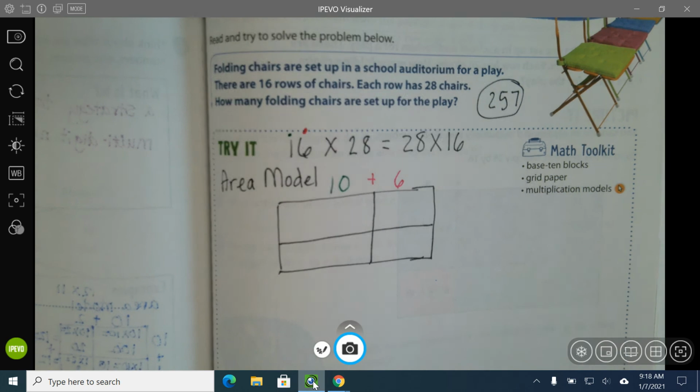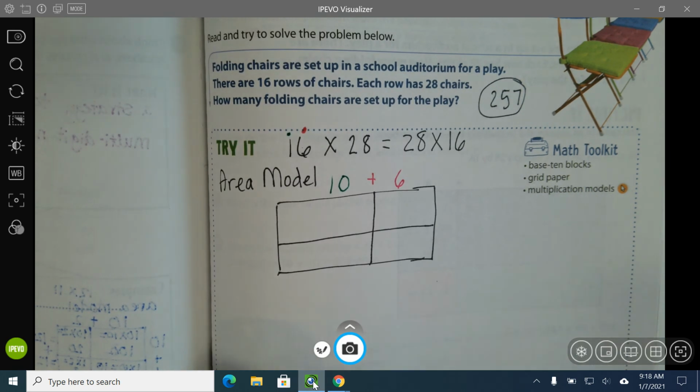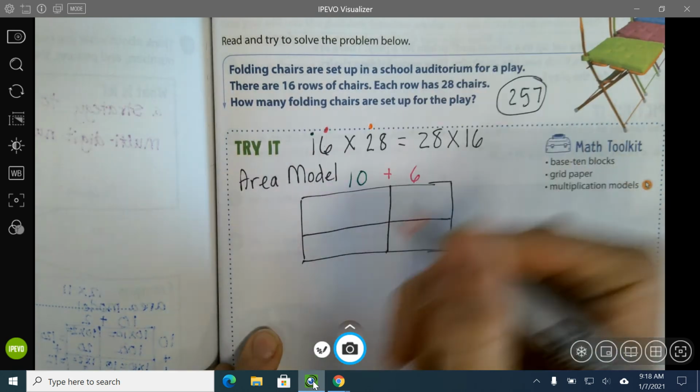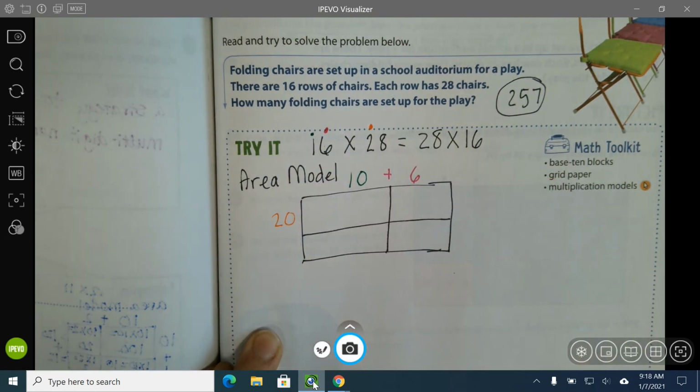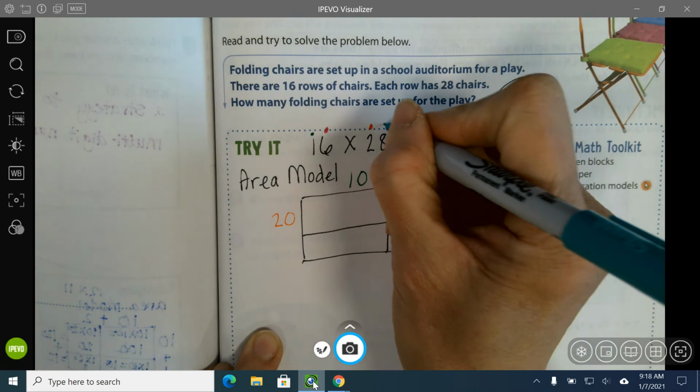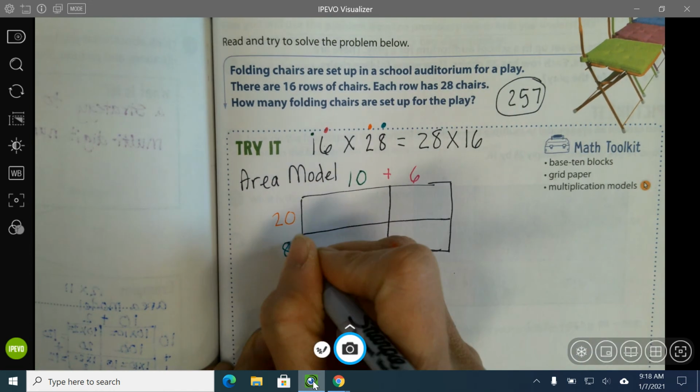And then the next one, I'm going to break the 28 into 20 plus 8. All right, so the 20 is going to be orange on the 2, because that's in the tens place. And the light green, this is going to be 8.